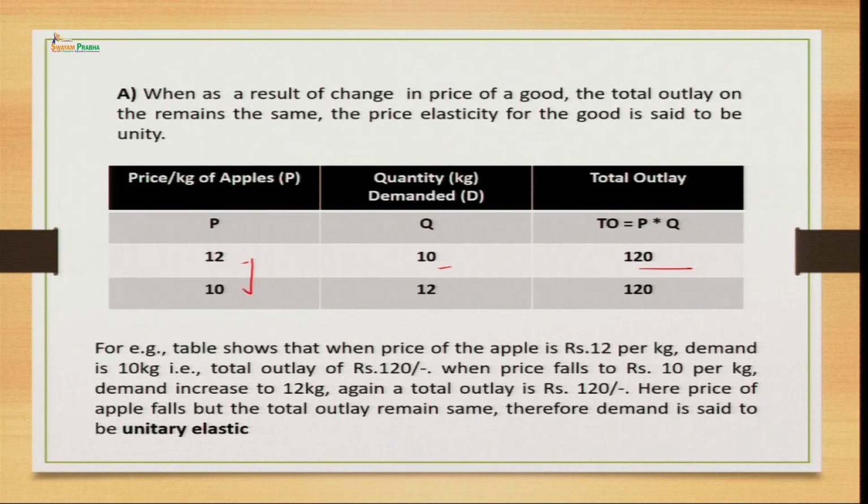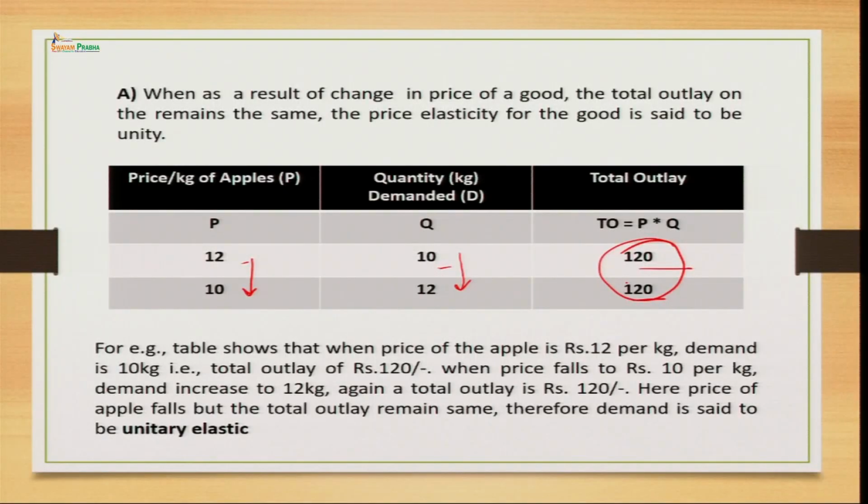You can see when the price of this apple reduces from 12 rupees to 10 rupees, the demand increases. People shifted their demand from 10 kgs to 12 kgs, but you can see the total outlay remains the same. Here there is no change in the total outlay. That means whatever change has taken place in the price of the commodity, the same proportionate change has taken place in the demand of that commodity, which keeps your total outlay equal. That means this product is unitary elastic. The elasticity here is equal to 1 because the total outlay remains the same.